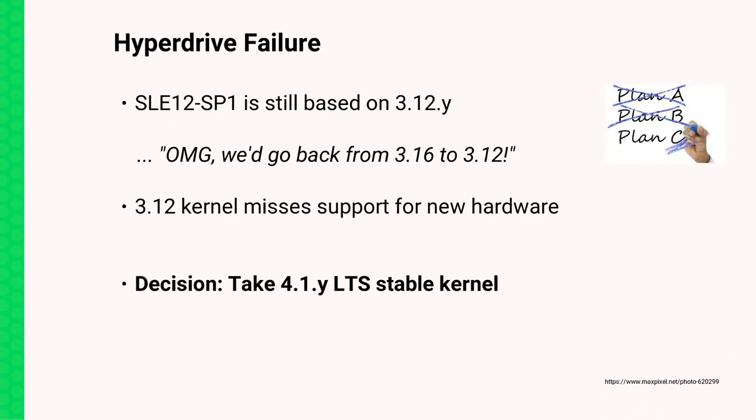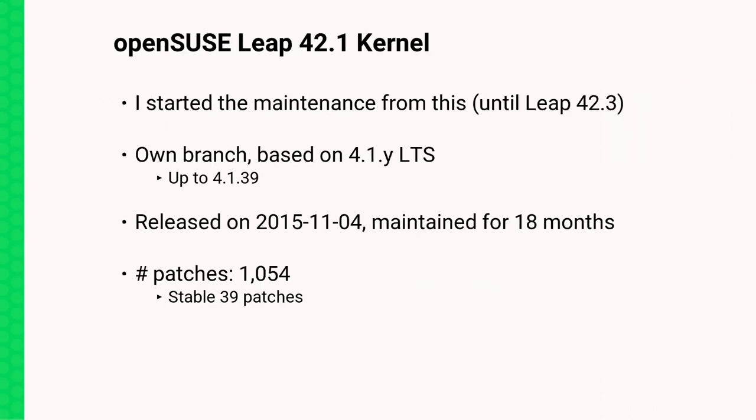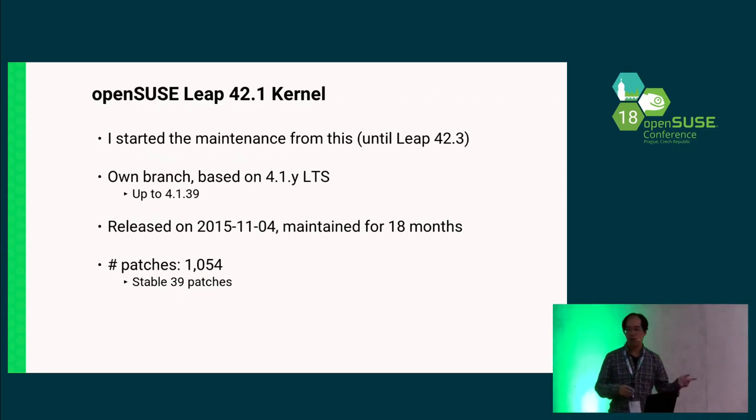So then we decided to take a different approach. Take the lightly available 4.1 LTS kernel. That's the openSUSE Leap 42.1 kernel. From this distribution, I started maintenance of the kernel. This is our own branch, not shared with SUSE Linux Enterprise, and 4.1 LTS was maintained for 18 months. The total number of patches was about 1,000.